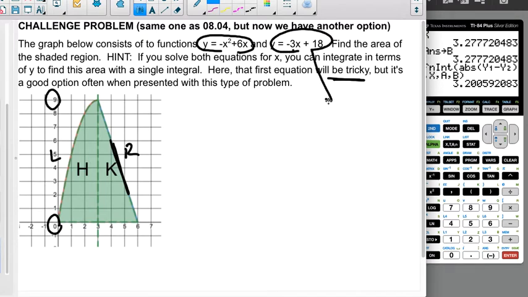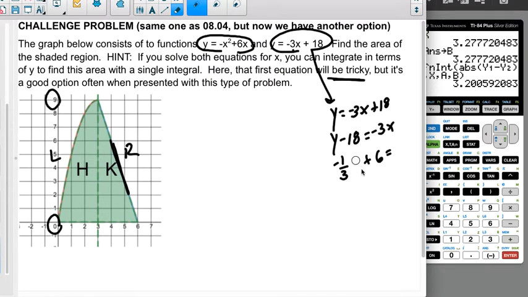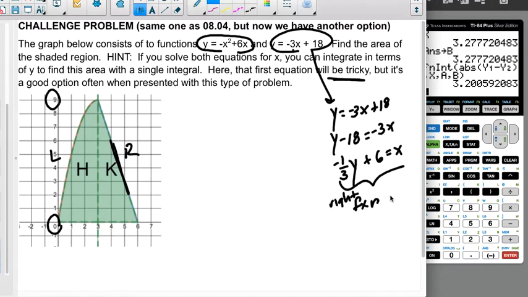I could solve this curve for x. So y equals negative 3x plus 18. If I solve for x, I get y minus 18 equals negative 3x. I'm going to get a negative 1/3 x plus 6. Sorry, 1/3 y. Come on, brain. So I get a negative 1/3 y plus 6, and that's great, right? So this is my first function. This is the right of the two functions. So this is the right function of y. Great. The problem is that this one's a real doozy to solve for x.